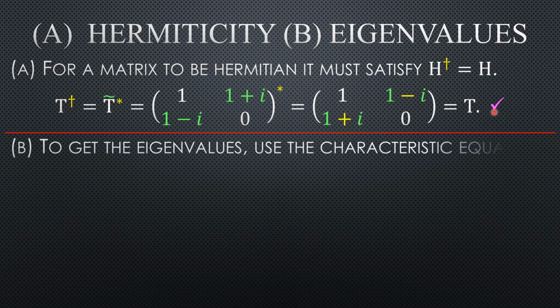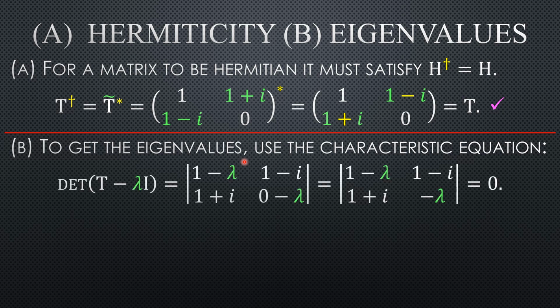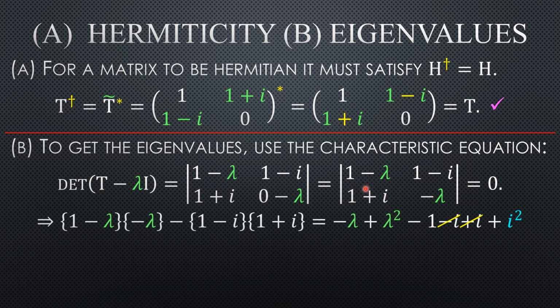Very cool. And then in part B, to get the eigenvalues, we have to go back to our old handy friend, the characteristic equation, which we know is the determinant of T minus lambda I, all that equals 0. So here we have to simplify our matrix inside the determinant, and we're good to go. This being a 2 by 2, we just need to take this component, multiply to this, minus this component, multiply to this, and we see that we get a quadratic equation.